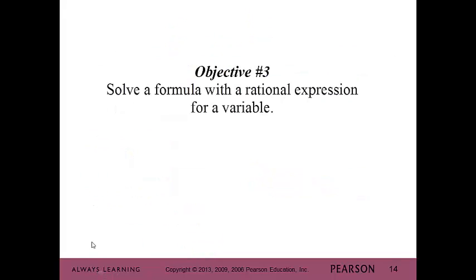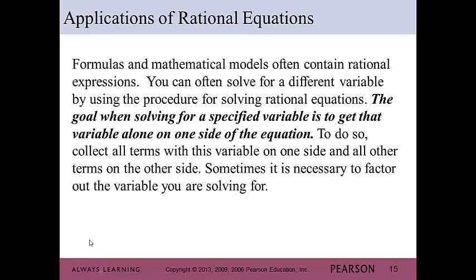All right, last objective, objective 3. Now we want to solve a formula with a rational expression for a variable. Here's some steps. I'm going to let you read through this. The most important part is in bold. It says the goal when solving for a specified variable is to get that variable alone on one side of the equation. Regardless if there's other letters and other variables there, the variable you are solving for, you must get it alone on one side of the equation.